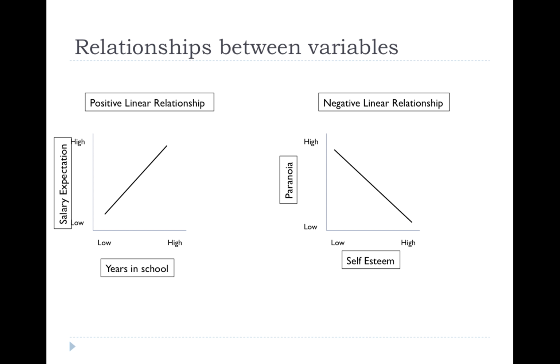Then on the right, we have an example of a negative linear relationship. The example here is as self-esteem goes up, paranoia tends to decrease actually. Another example would be as exercise increases, stress actually decreases.